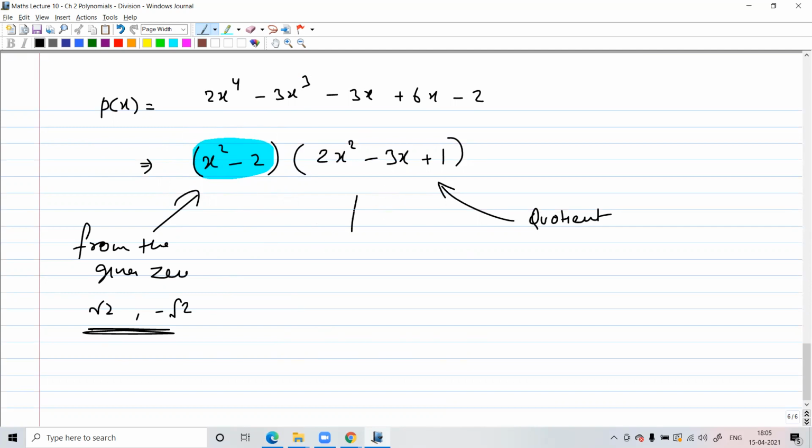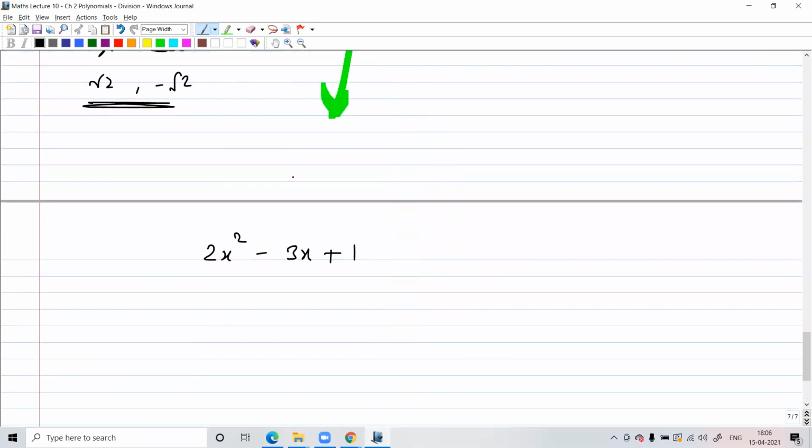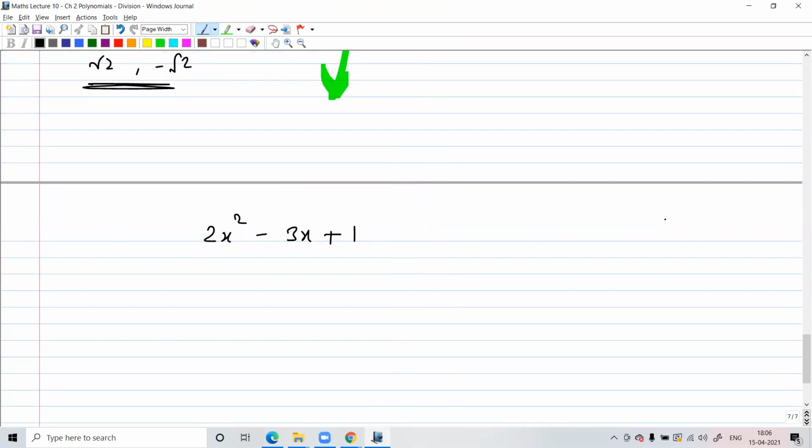Now what I'm going to do is take this second factor, 2x square minus 3x plus 1, and do the splitting the middle term method to find the remaining two factors. So how should I split it? There's a 2 here, there's a 1 here, so 2 ones are 2. And the factors will be, of course, 1 times 2. This is the only factor. And both of them should be negative, so it should be minus x and minus 2x. That is how this will get split up.